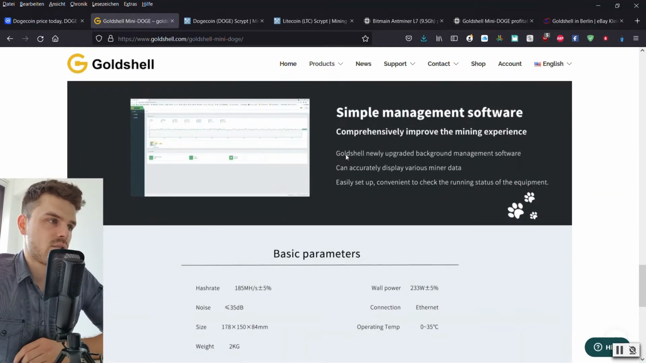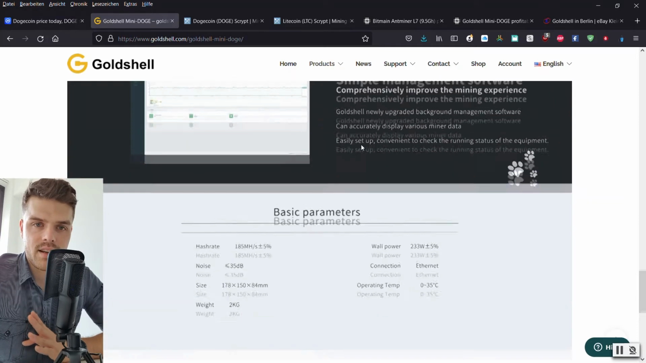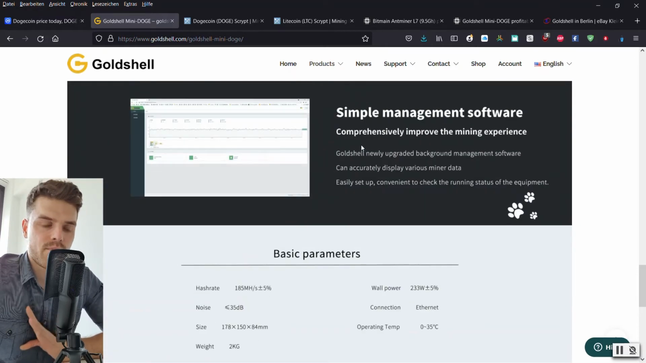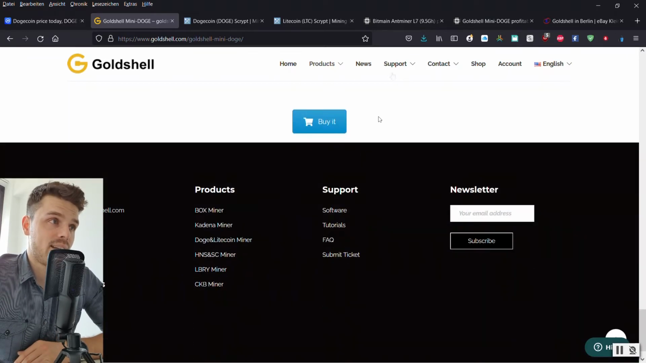Furthermore, as I talked to you about earlier, the management software that is being used for Gold Shell is very easy to set up. You basically take your miner out of the package, then you set it up with an Ethernet cable and a power cable. You look for the IP address of the miner. You log into it through your PC or laptop, whatever. And then you choose your mining pool, add your address, and that's basically it.